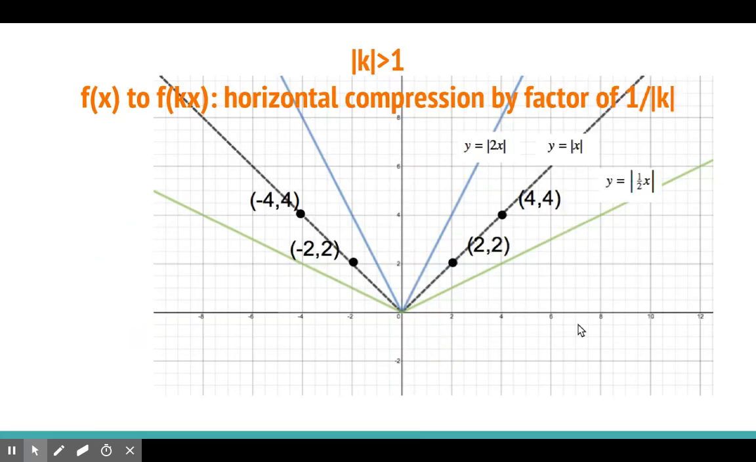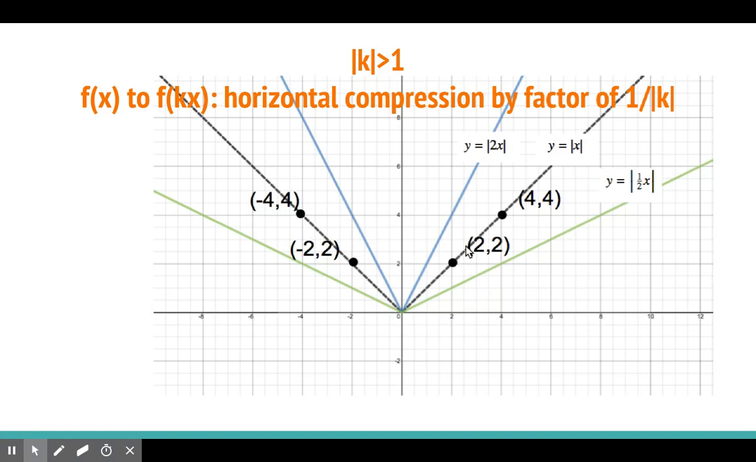So to be more specific, let's look at our parent function of y equals the absolute value of x. Right here, the black dotted line is y equals the absolute value of x. I've chosen 4 points. Choosing the point 0, 0 isn't really very helpful because that's going to be the same on all three of the functions. So I chose these 4 points on the original function: 2, 2; 4, 4; negative 2, 2; and negative 4, 4.